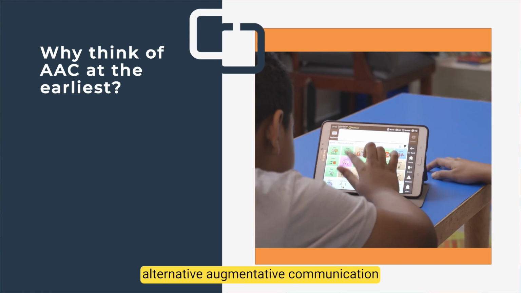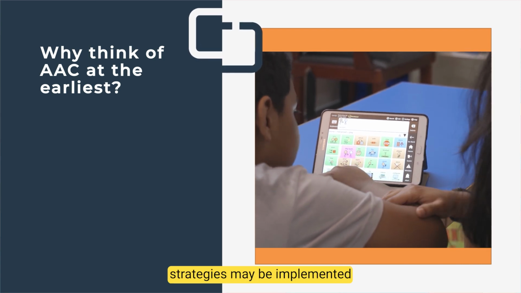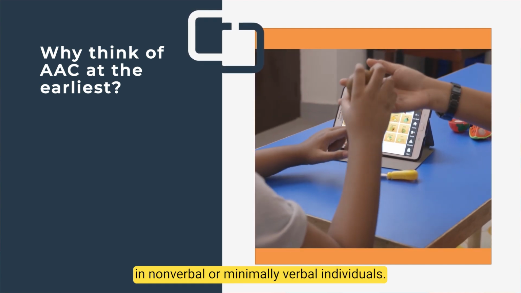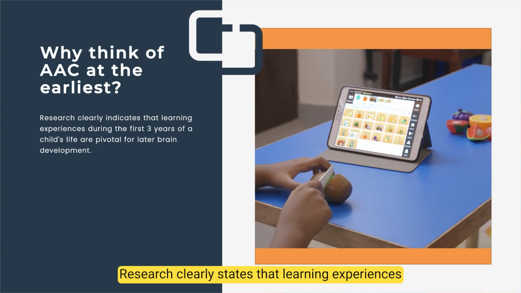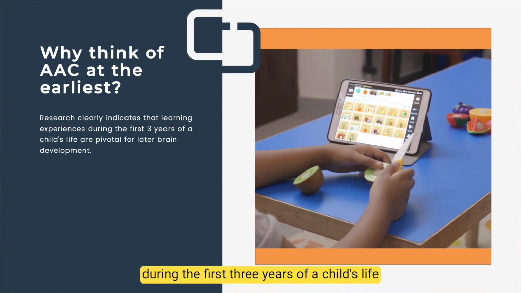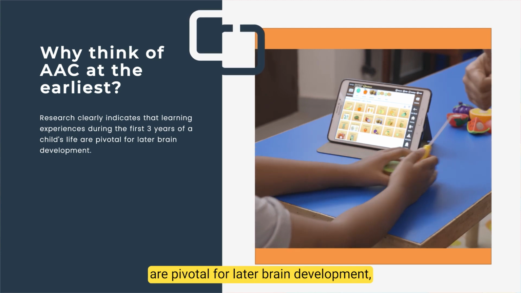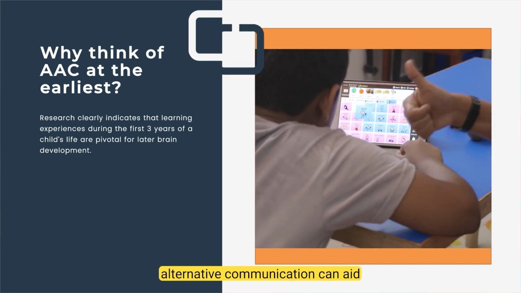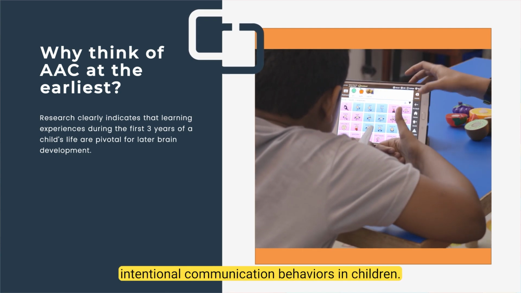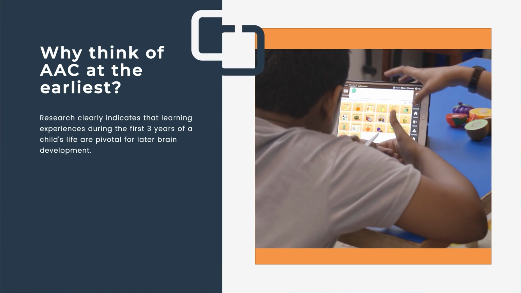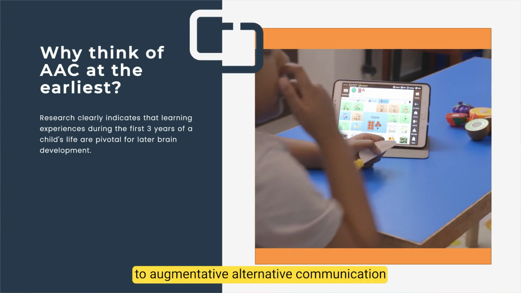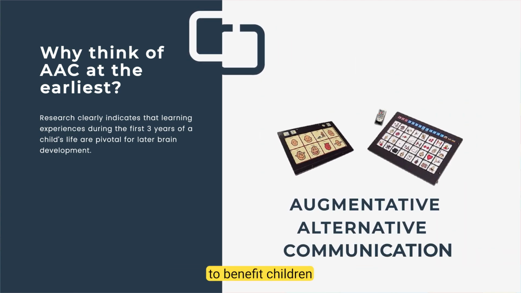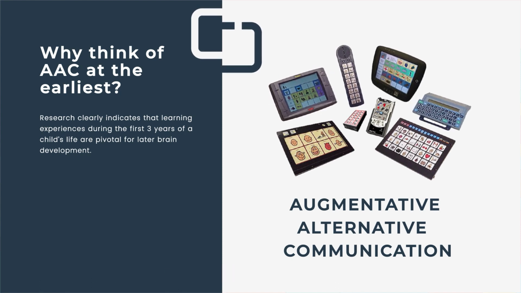Sometimes alternative augmentative communication strategies may be implemented to initiate a proper development of communication in non-verbal or minimally verbal individuals. Research clearly states that learning experiences during the first 3 years of a child's life are pivotal for later brain development. Early communication intervention that incorporates augmentative alternative communication can aid intentional communication behaviors in children. According to research, access to augmentative alternative communication beginning at 16 months of age has been found to benefit children with disabilities such as autism.